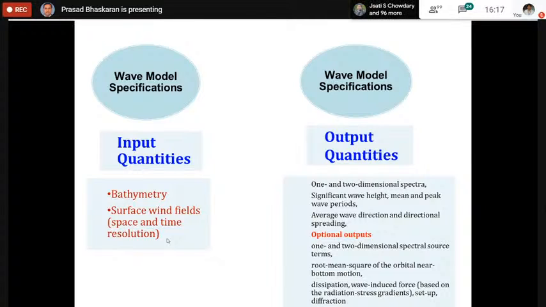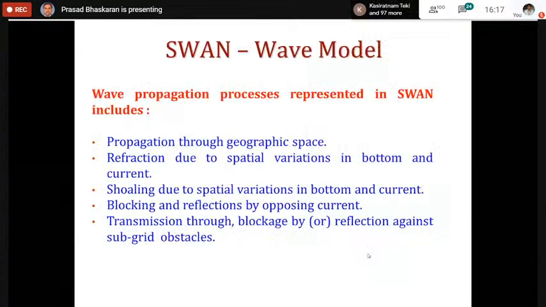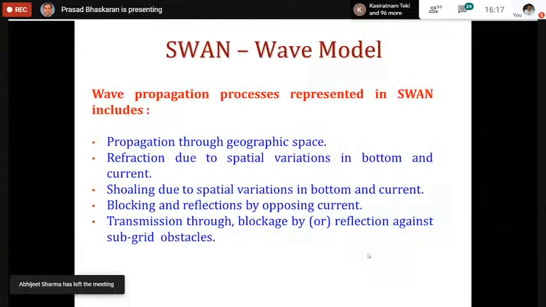You take the square root of U square plus V square, you get the magnitude, and tan inverse of V by U gives you the direction. Of course, you have to do the quadrant correction. Like this, you can get the information about the bathymetry and the wind field. The output from the wave models can be one-dimensional spectra or two-dimensional spectra. You can get the significant wave height, wave period, and wave direction. So many parameters. I will not go into more detail because this is available on the net, so I will skip this information.